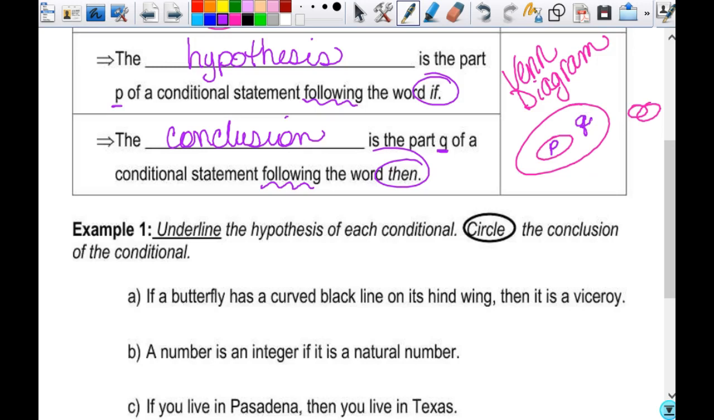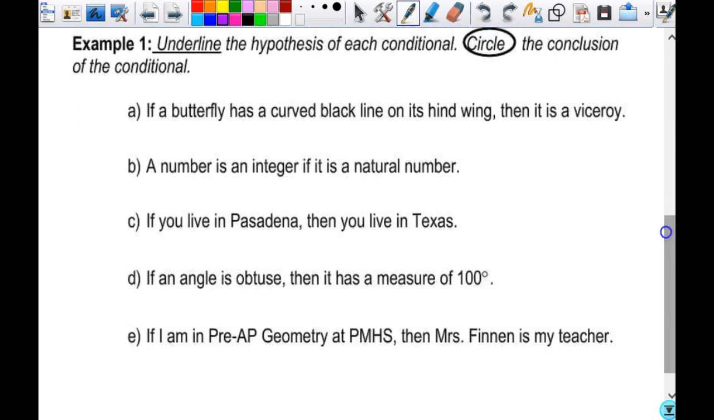So when you have a Venn diagram and you're trying to come up with a conditional statement, you read from the inside out. Okay? Does that make sense? So if whatever's on the inside, then whatever's on the outside. Does that make sense to you? Okay. We're all good? So we're going to go through a couple of these real quick. We're going to underline the hypothesis of each conditional and circle the conclusion.